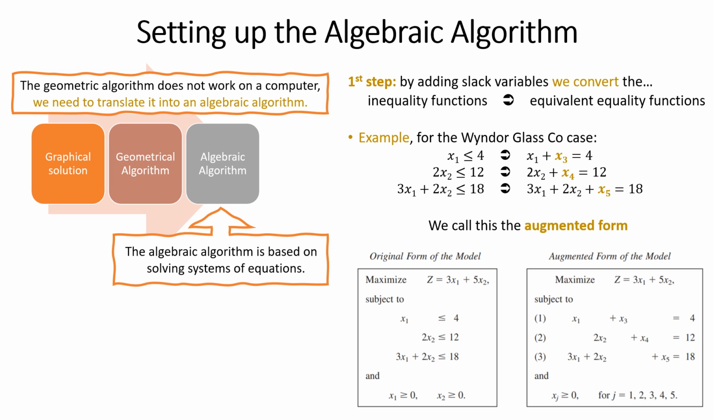Before we start, remember that we did some changes to the original form of the model. In order to change these less-than-or-equal signs, we introduced slack variables so that we were able to have equal signs.